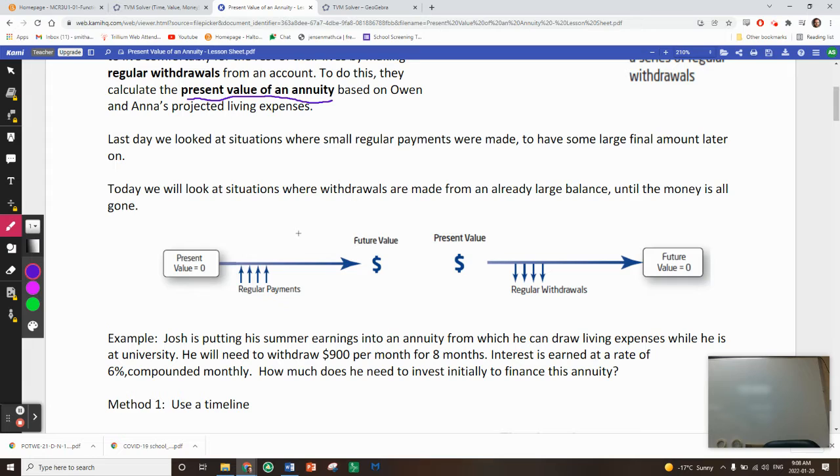Yesterday, we looked at examples where we start with nothing and then make little regular payments over time. We save a big chunk of cash. Today's problems, we'll have a big chunk of cash saved up, and we'll make regular withdrawals over time until it's all gone. So we're going to get started with an example, solve it 3 different ways like yesterday, and then just get more experience using this variety of tools.